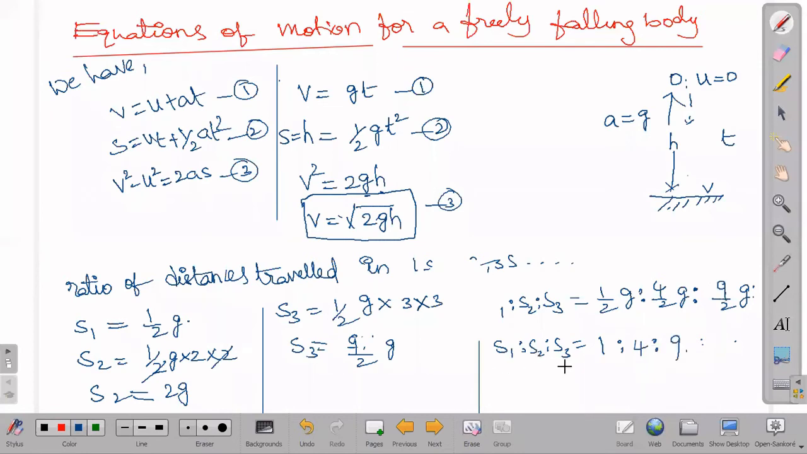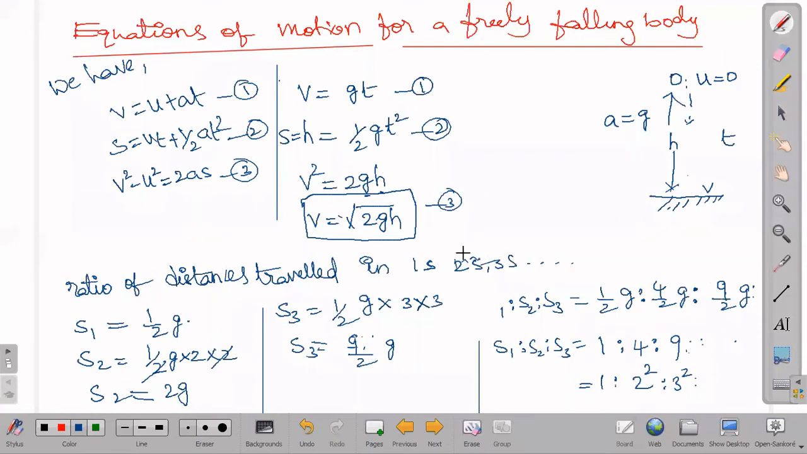Still further, if we take S1 is to S2 is to S3, continuously we will get 1 is to 4 is to 9. So that means what we are getting: 1 is to, next one is what? 2 seconds. 2 square is to 3 square is to, so it will be continued. N square we will get if we write for further seconds also. This is extra information. What is the ratio of distances traveled in 1 second, 2 seconds, and 3 seconds, consecutive seconds, if we write.